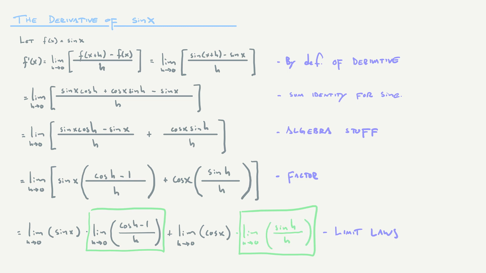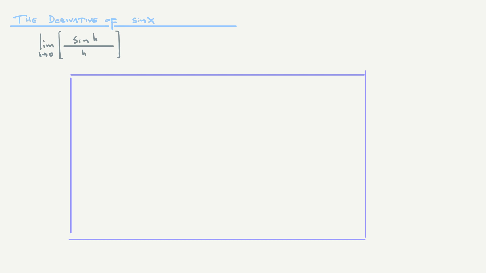The first one, the limit as h approaches 0 of the sine of h over h, actually, if you've been following my series, should look familiar because we talked about this in the very first calc video I did. Let's roll the clip.